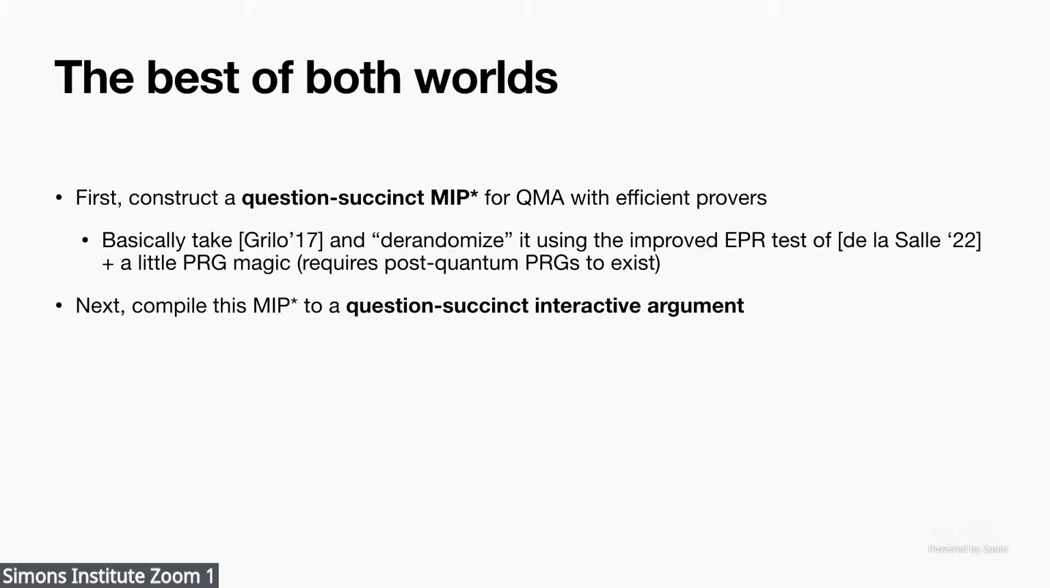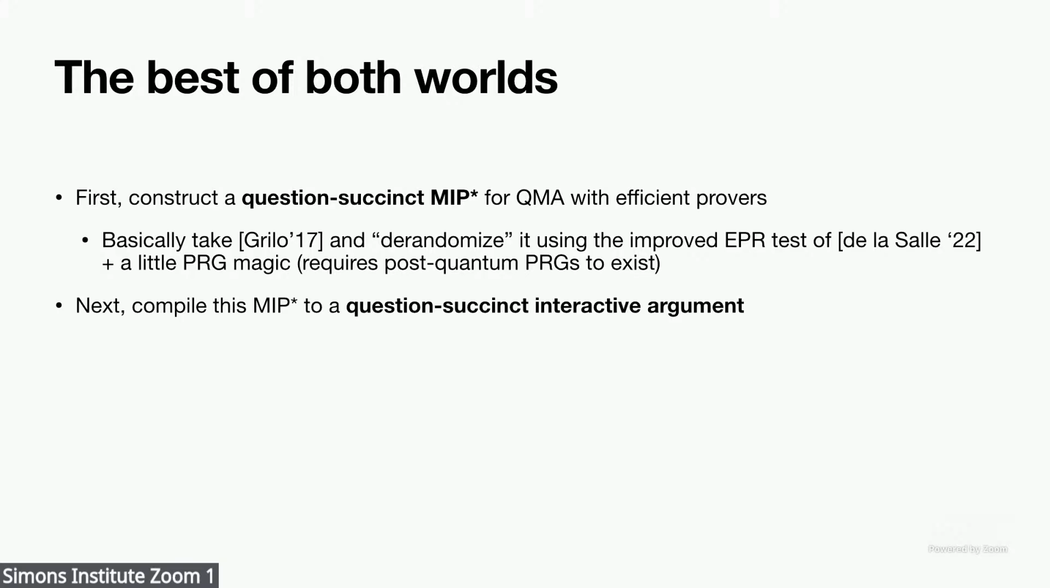And I will say this part uses PRGs, but assuming that PRGs exist, the resulting object you get is still actually a proof system, like it's still sound against unbounded provers, which is a little weird, but as far as I can tell, true.